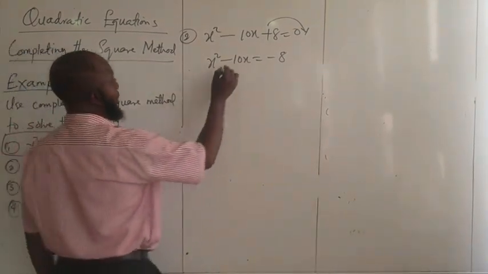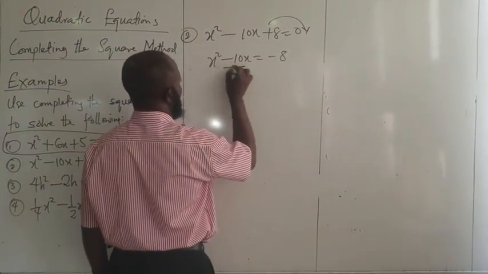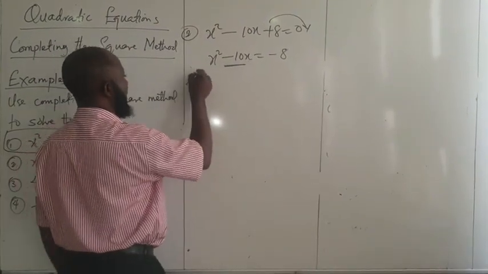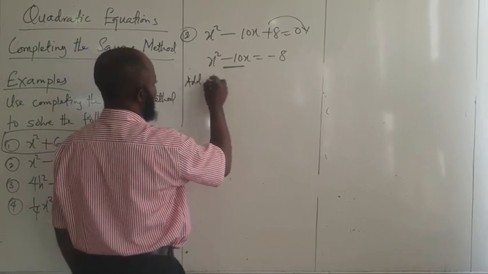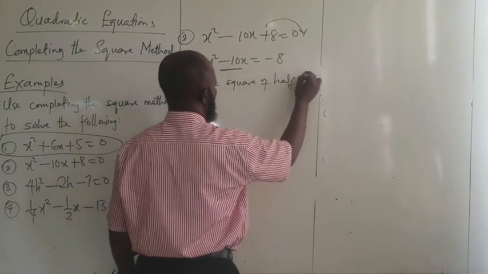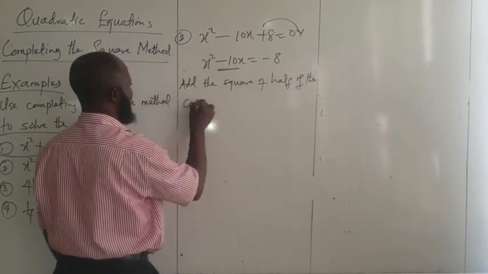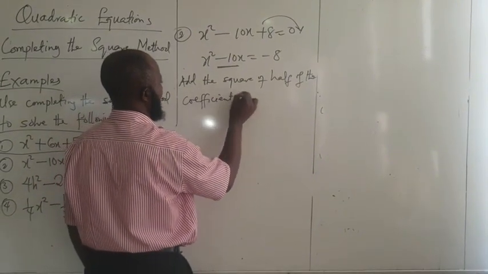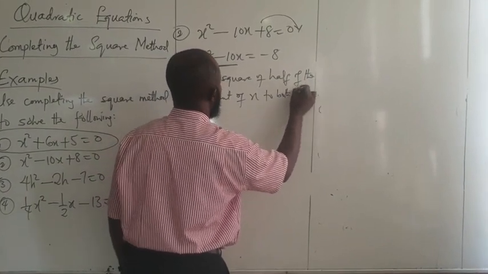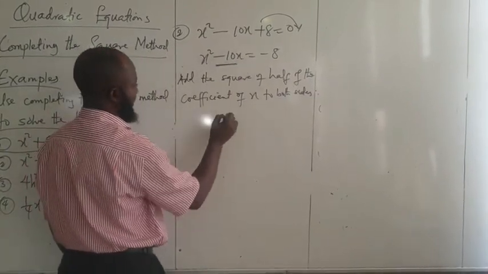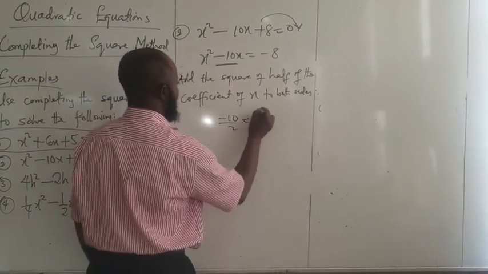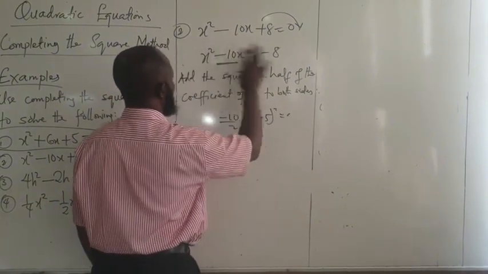Second step is that we're going to find the square of half of the coefficient of x. We add it to both sides. So we add the square of half of the coefficient of x to both sides. So that means, what is the half of minus 10? Half of minus 10, divided by 2, will give us what? Minus 5. Square it will give us what? 25. So we are adding it to both sides.